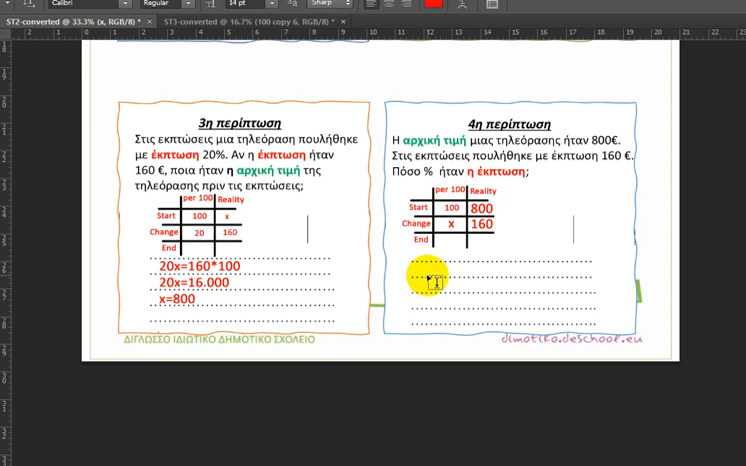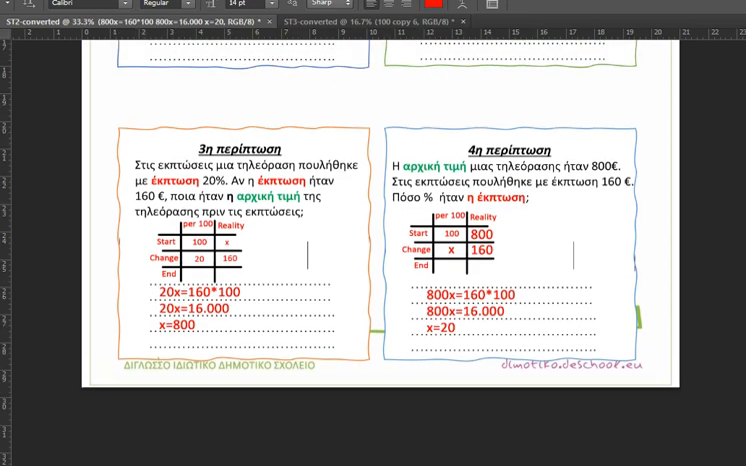But here I could take the cross product and I'd get 800x needs to be equal to 160 times 100. So I have 800x needs to be equal to 16,000. I divide both sides by 800, and what I get is that x is equal to 20. So, as we already knew from the previous problem, my discount is 20%.